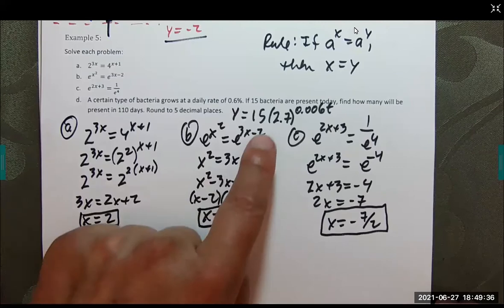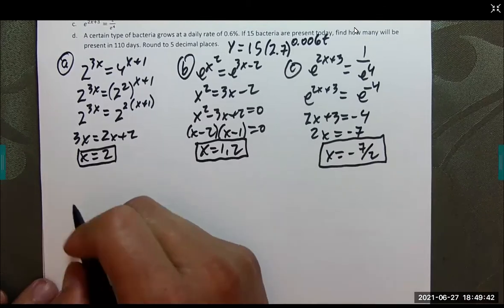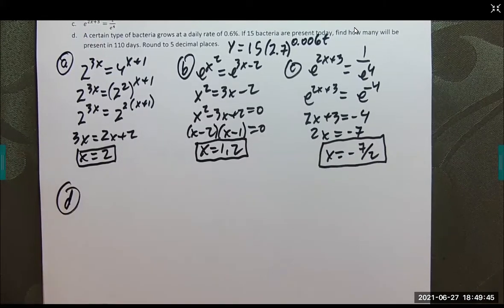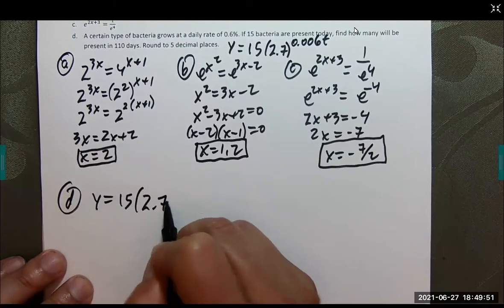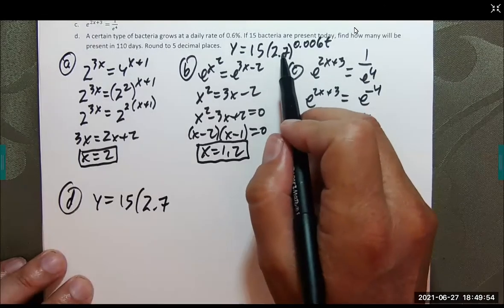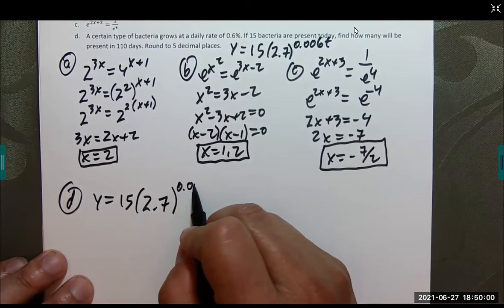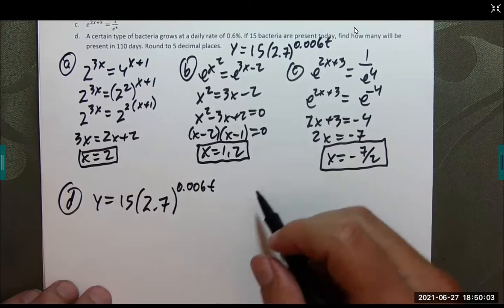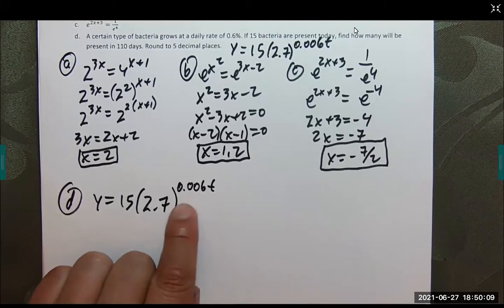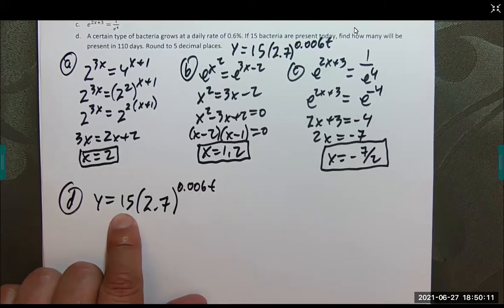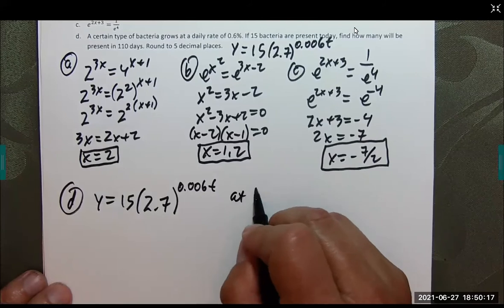Part D, again, I'm going to use this formula here. Let me first have a little more. And basically, they want to know, and I'll rewrite it here, 15, 2.7. In actuality, this number here is actually the number e in the real formula. And we'll learn how to build an equation like this in a later section. And they want to know a certain type of bacteria grows at a daily rate of 0.6%. That's that number there. If 15 bacteria are present today, how many will be present in 110 days? So they basically want to know at t equals 110.